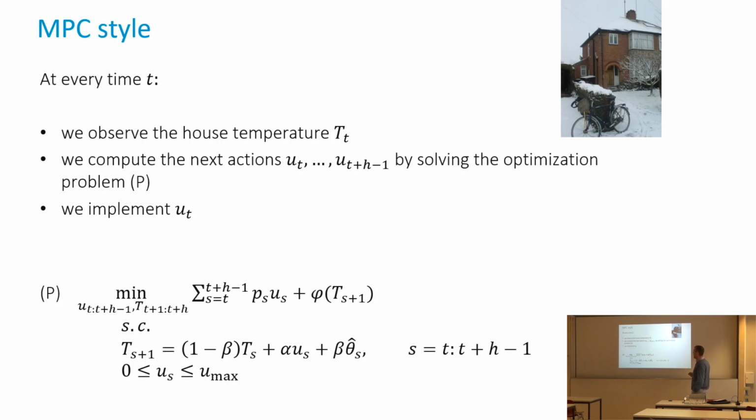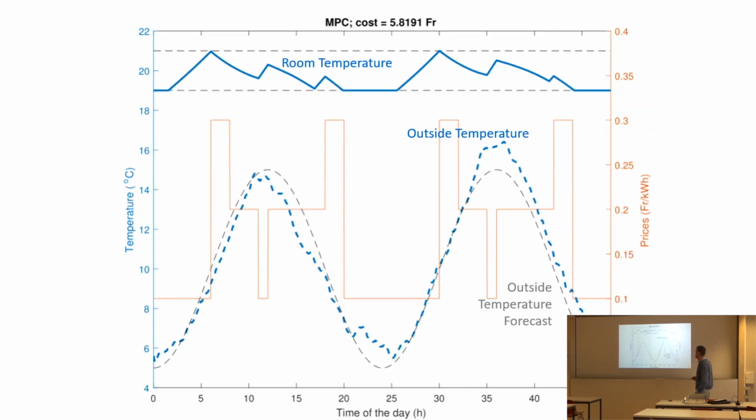So I repeat how such a system would work. At every time t, we observe the state, so we observe the house temperature. We compute the next actions that would be needed to be taken in order to minimize the cost, and we implement only the heating set point at time t, and then we do it again. So that's the problem we repeatedly solve. So with MPC, we need to solve a problem repeatedly, so hopefully the optimization problem doesn't take days of computation to be solved. So this is why we will be interested in linear systems.